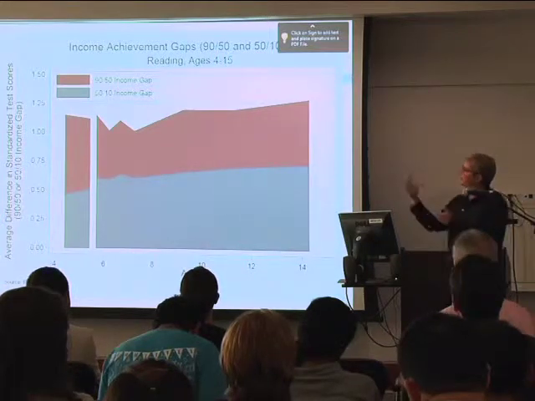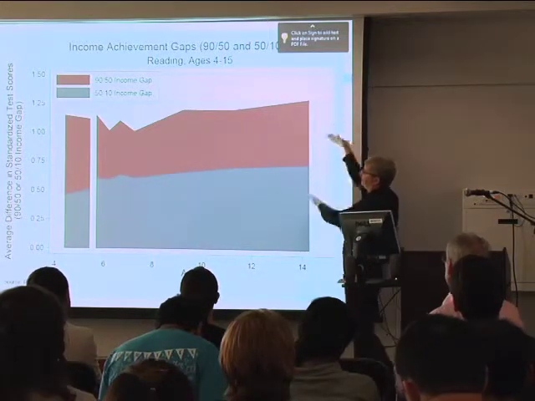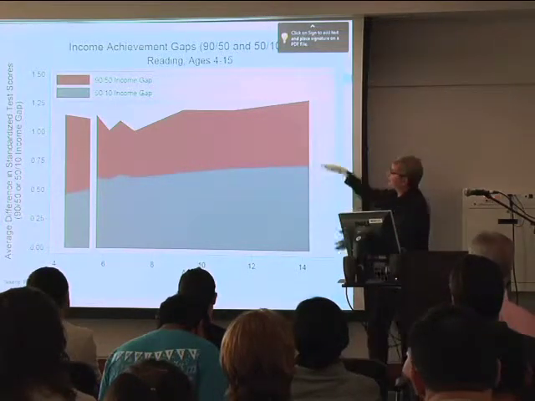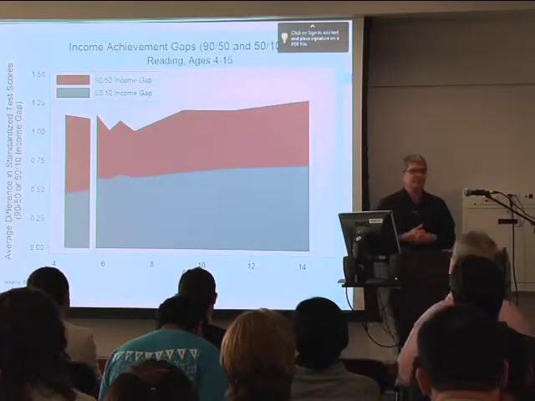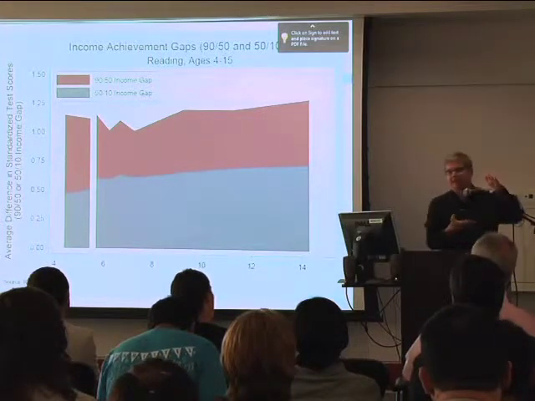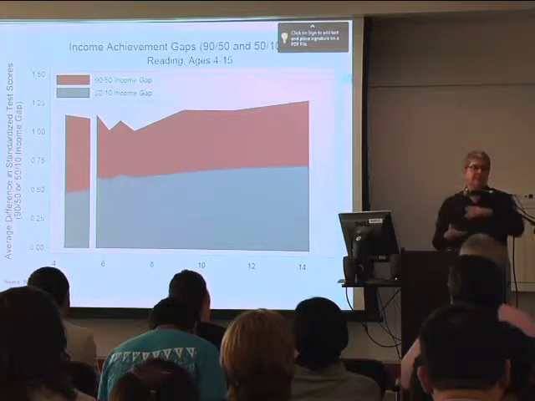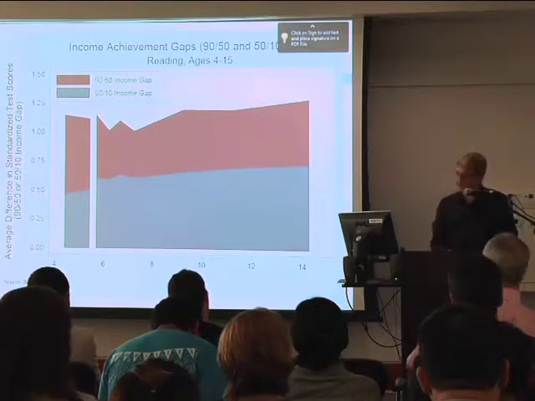If we ask how much of the gap is between the top and the bottom half of the income distribution as kids progress, it's about equal. It doesn't change much. So it's not like the gap between low and middle income kids is narrowing while the gap between middle and high income kids is widening. Relatively static.